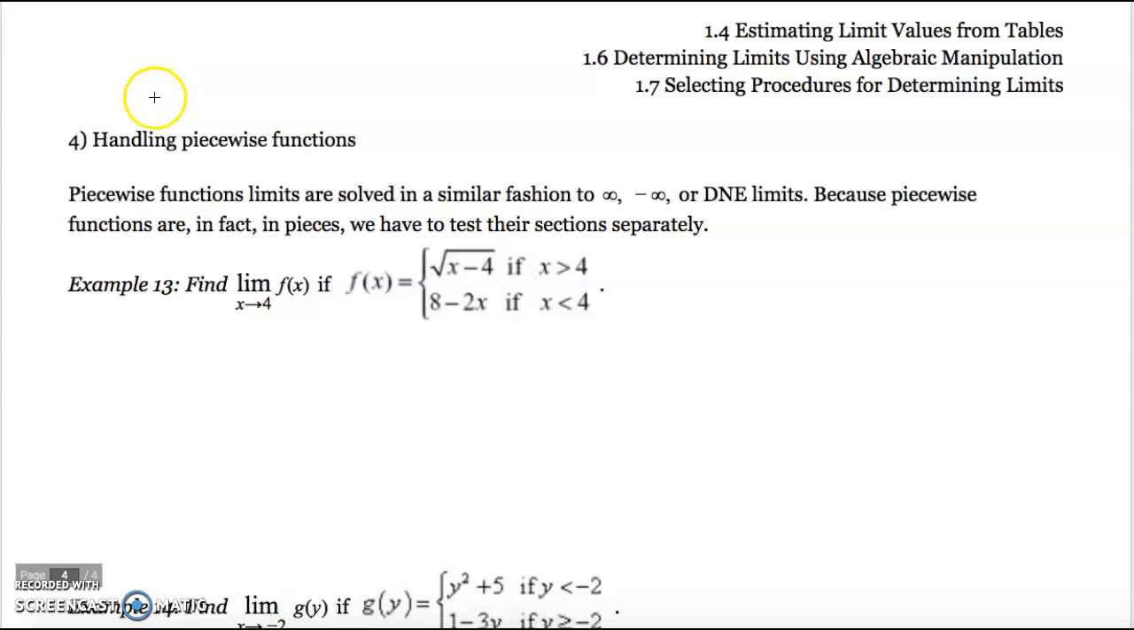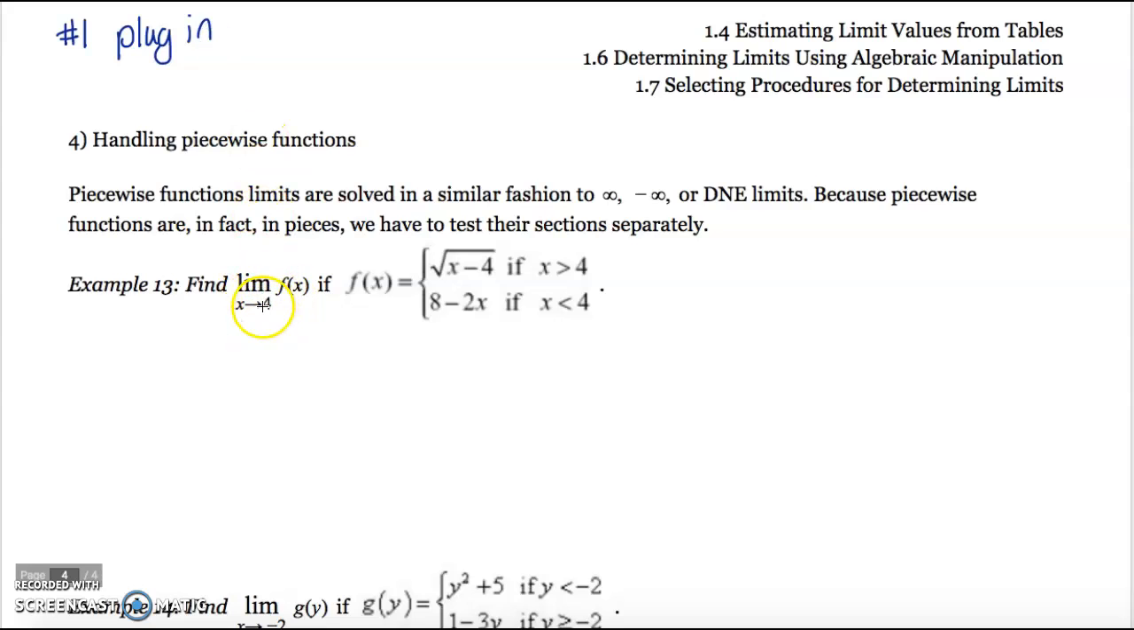Today we are going to tackle the fourth and final part of our introduction to finding limits algebraically, and that is how to handle piecewise functions. Just to do a quick recap, if you want to jot this down, our steps for finding limits from just the equations. The first thing you should always try, step number one, is to plug in the value that your x is approaching.